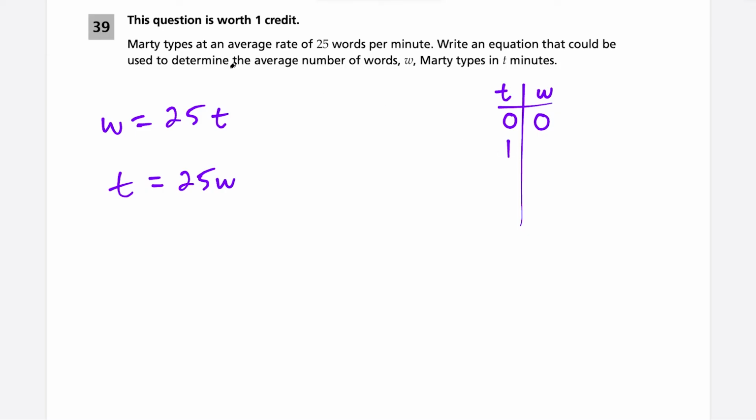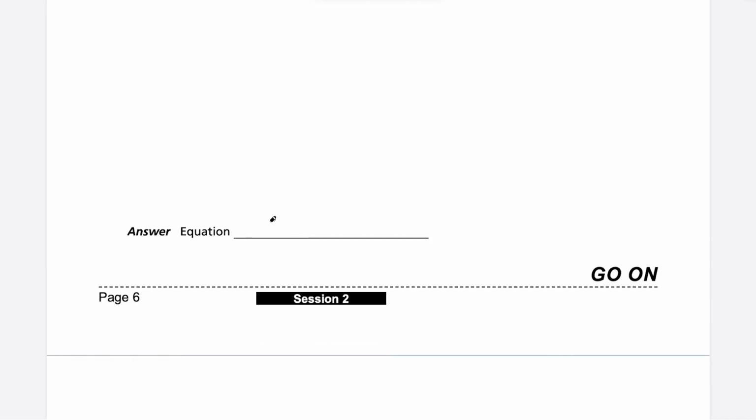But if 1 minute goes by and Marty types at an average rate of 25 words per minute, then that means in 1 minute he types 25 words on average. If 2 minutes goes by, we just add another 25 and we get 50. And then 3 minutes, we add another 25, we get 75. So now look at the relationship between T and W. Which one here is the bigger number, in the T column or the W column? The W column is definitely bigger, which means that the T is getting multiplied by 25. So the correct one here would be W equals 25T. So we'll just record our answer over here. We're going to say the equation is W equals 25T.